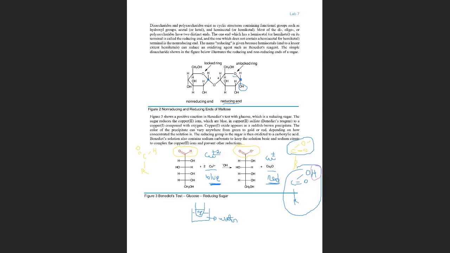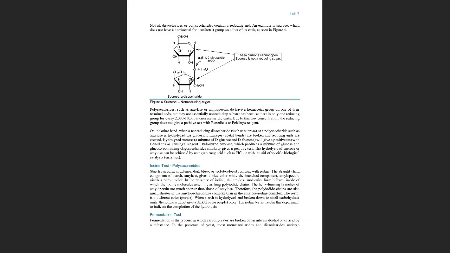Very good. So I think for the Benedict test, we've seen a lot. What is the next step? The next test. Here they are talking about that not all disaccharides contain a reducing end. We just saw that. And the next test is the iodine test.